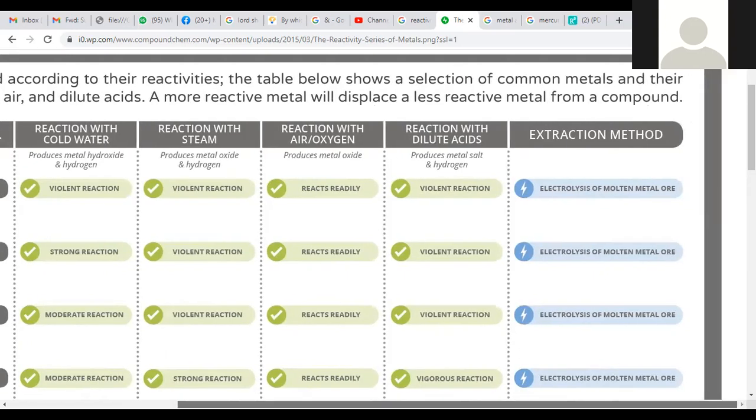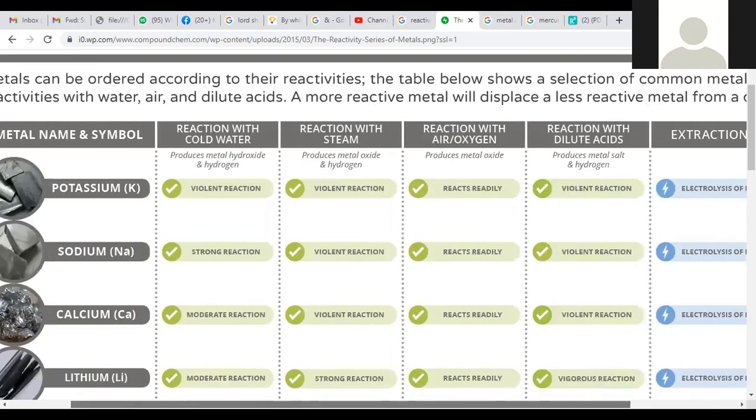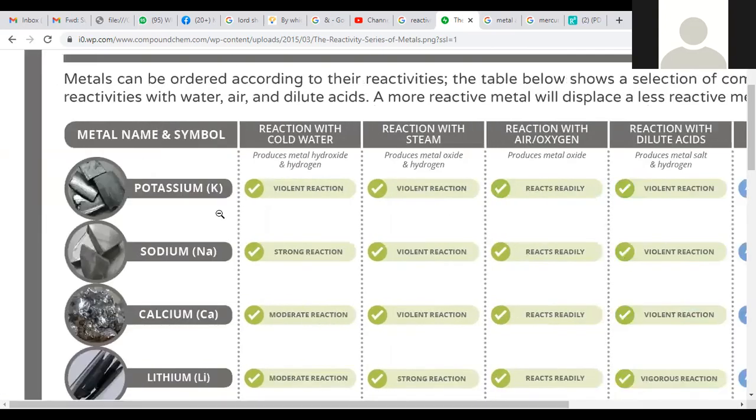And next is about the extraction process. What kind of mechanism, what kind of method do we have to follow in order to extract this potassium? Potassium can be extracted by the process called electrolysis. It can be taken in the molten state. The molten metal ore is taken and subjected to the electrolysis process so that potassium can be obtained.